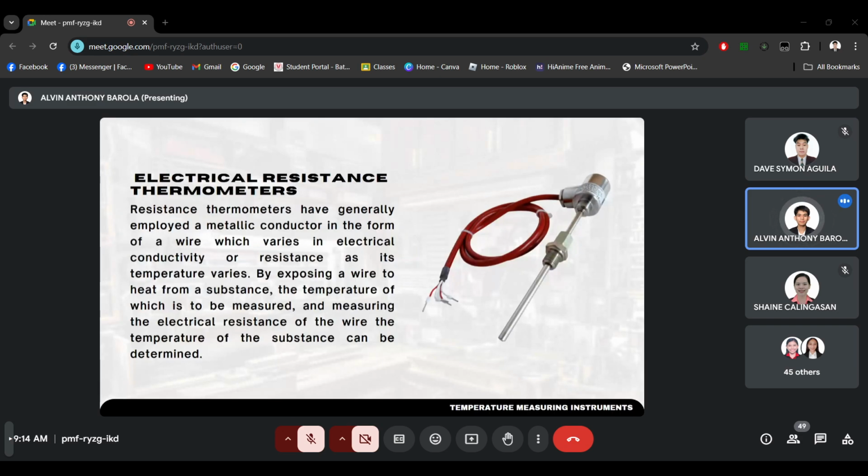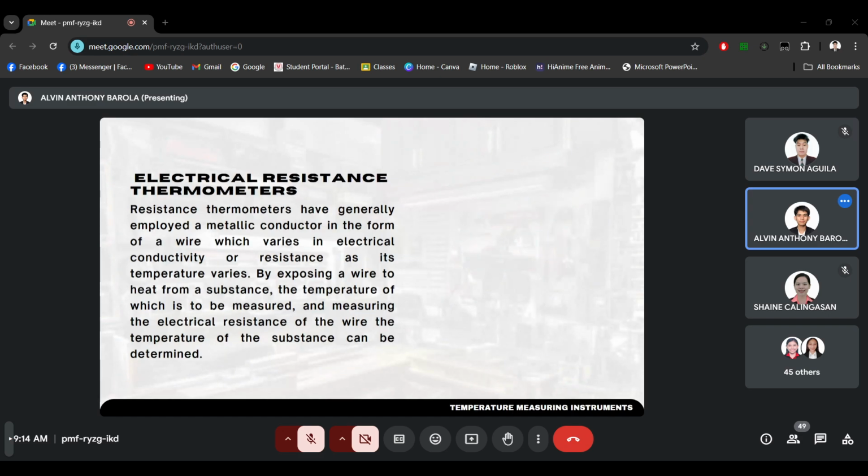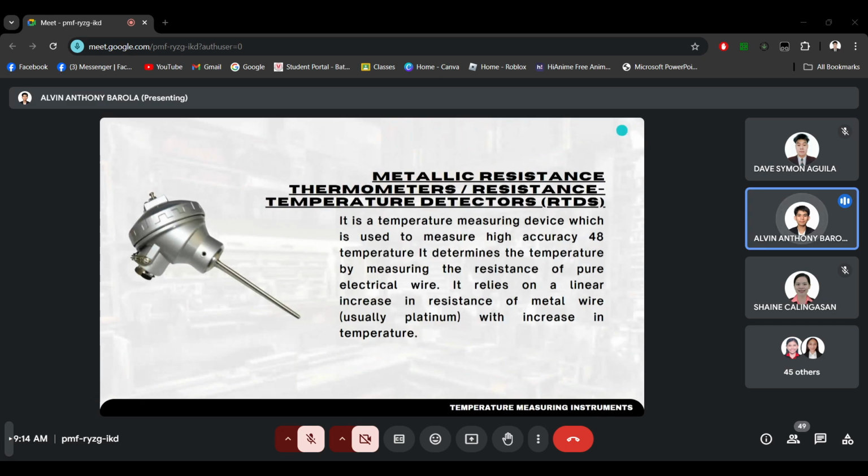Next po ay ang metallic resistance thermometers or resistance temperature detectors, or RTDs. It is a temperature measuring device which is used to measure temperature with high accuracy. It determines the temperature by measuring the resistance of a pure electrical wire. It relies on the linear increase in resistance of metal wire, usually platinum, with increase in temperature.